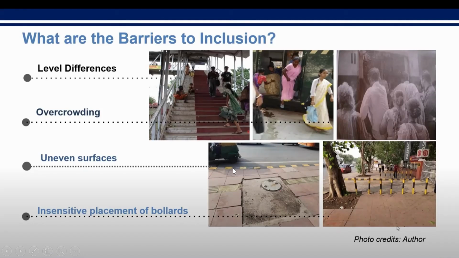Then uneven surfaces. These uneven surfaces mean road surface and platform height. The curbs were not accessible in earlier times, as they cannot be accessed with wheelchairs, having a raised platform from the road height. Then the inconsiderate placement of boulevards. These are not fixed considering the wheelchair size, so persons with wheelchairs cannot move from one place to another.